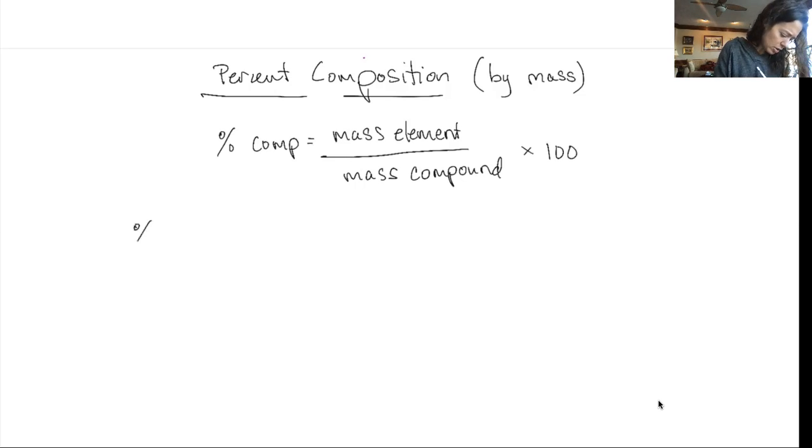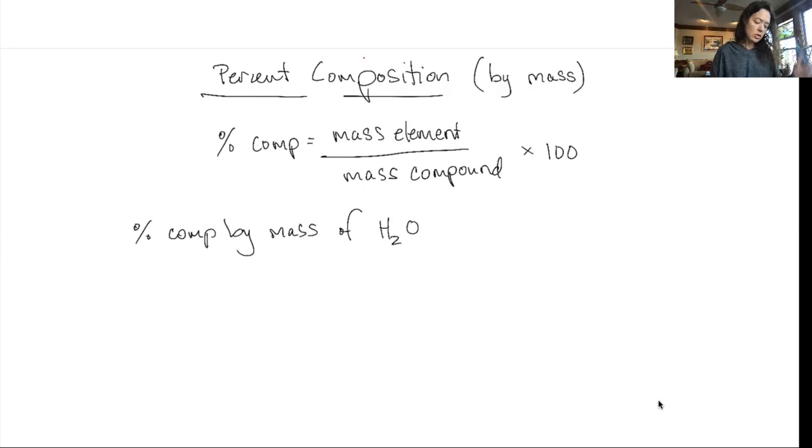Let's do the percent composition by mass of H2O. Okay, so what I see here is there's two elements in this compound, so I will have two answers. All right, my first answer will be the percent hydrogen by mass in the compound.